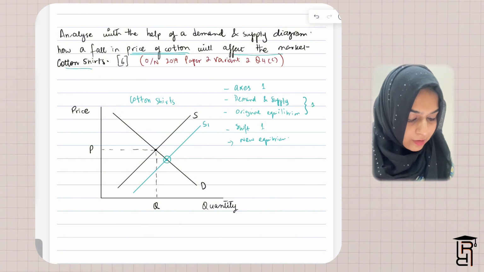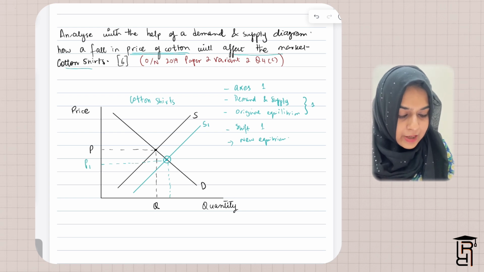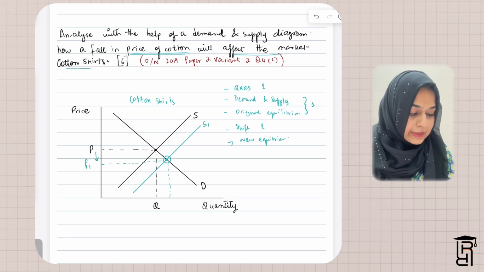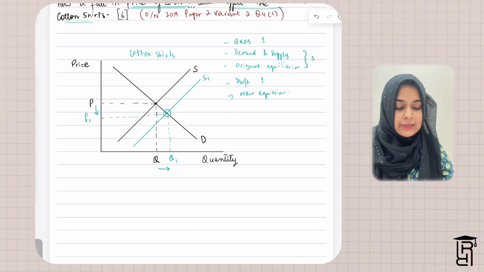I need to point it out for the examiner. I need to tell the examiner that this will be my new equilibrium, and you will see the price will fall, which you will show by an arrow. The quantity will increase, which you will show by an arrow, and then you need to write an analysis.